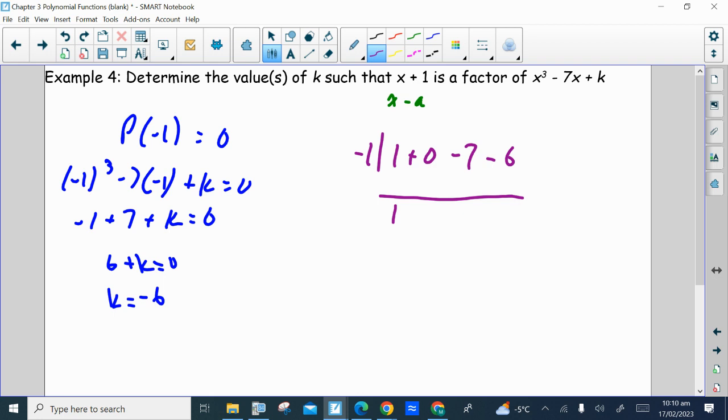Right, we change it to a negative 1 so we can add as we go. Negative 1 times 1 is negative 1, and we add. Negative 1 times negative 1 is positive 1, and we add. Negative 1 times negative 6 is positive 6, and we get the correct remainder when we add. So that just shows that a k value of negative 6 makes it so that x plus 1 is a factor. When you divide x plus 1 into it, you get a remainder of 0, which means it divides evenly. So again, that means that it is a factor. Okay?